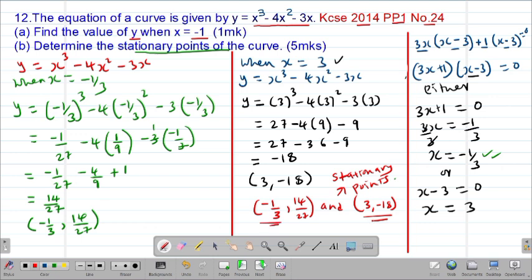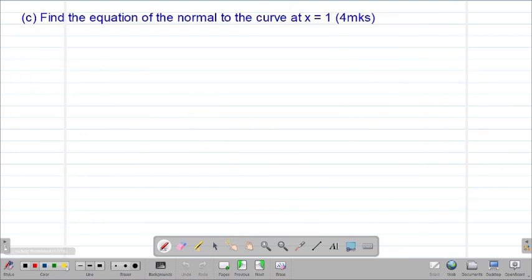Then we look at part C of the question, whereby we're being told to find the equation of the normal to the curve at the point when x is equal to 1. Of course, to get the equation of the normal, we need the gradient of the normal, and of course the point where the normal is cutting that particular curve. So we start by getting the gradient function, the dy dx.